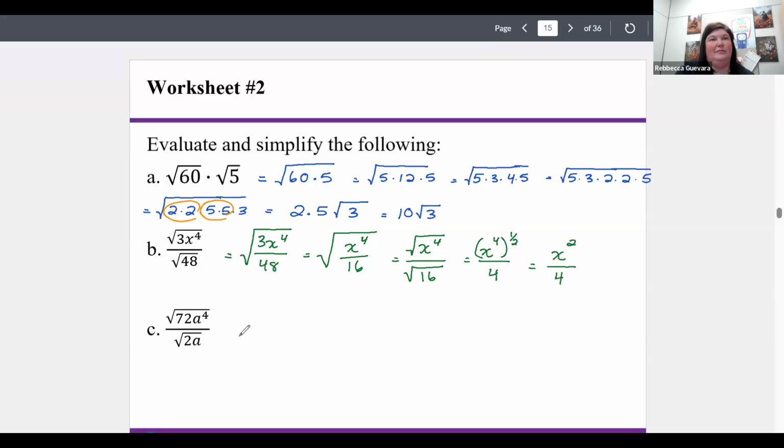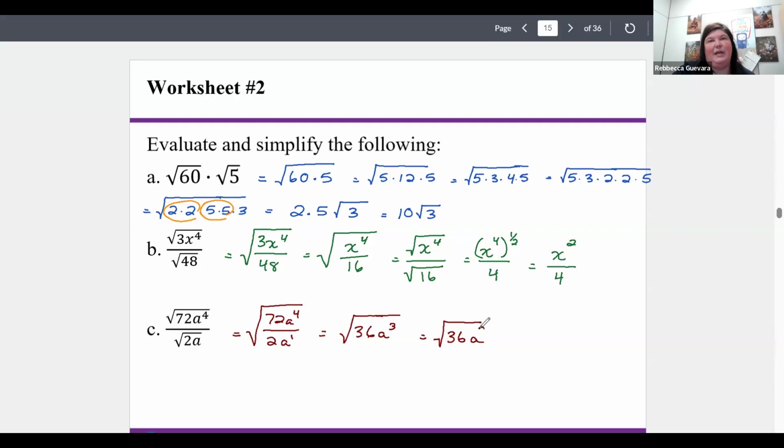So C, same thing, we combine it. So we get 72a to the fourth over 2a, all under the same radical. We need to start simplifying that as well. So we have 72 divided by 2, which is going to leave us with 36. We have a to the fourth divided by a to the first power, leaving us with a to the second power. So this one would have been the square root of 36, and we have a cubed.